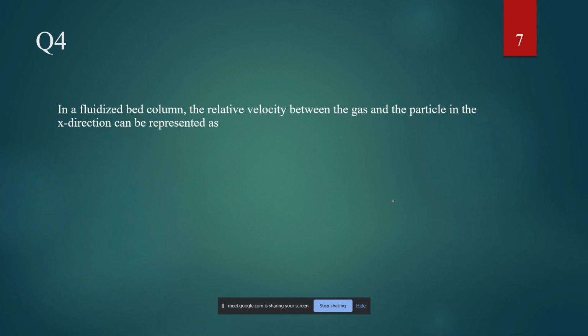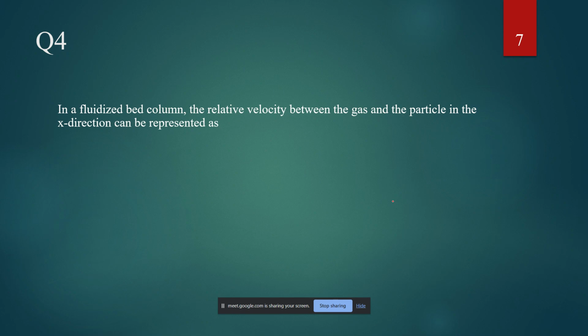We'll go to question 4. In a fluidized bed column, the relative velocity between the gas and the particle in the x direction can be represented as, this one we discussed just a few minutes back. So can anyone answer what this statement means and where the statement is from? This one is related to question 1, as I can say. Can anyone remember what model we talked about in question 1? Okay, it is the Davidson model, 1961.